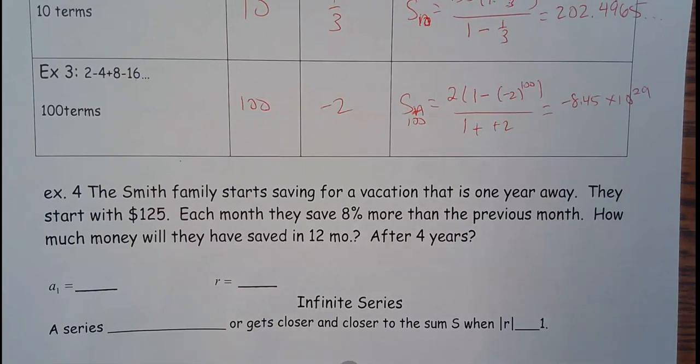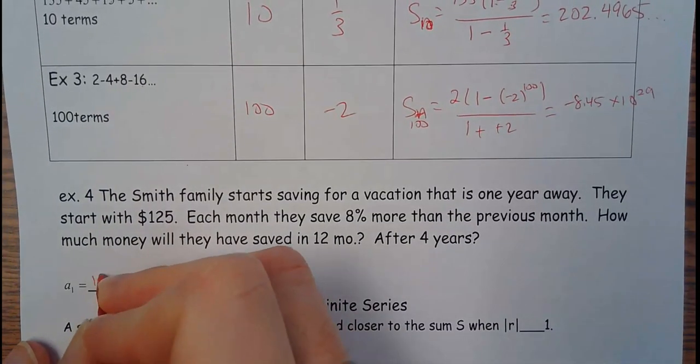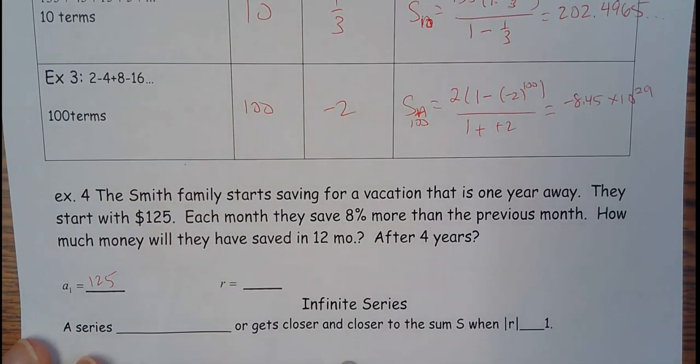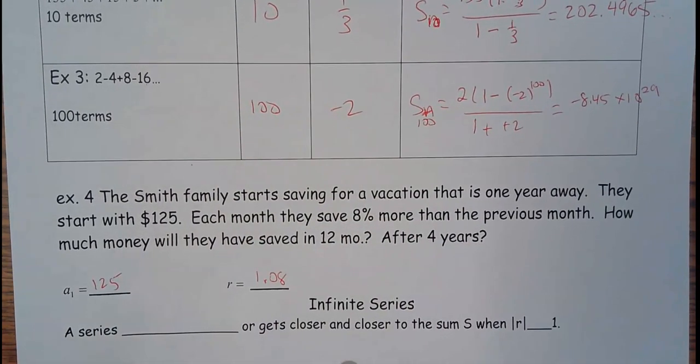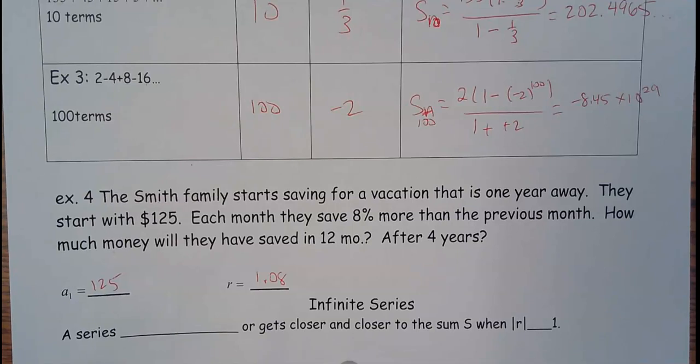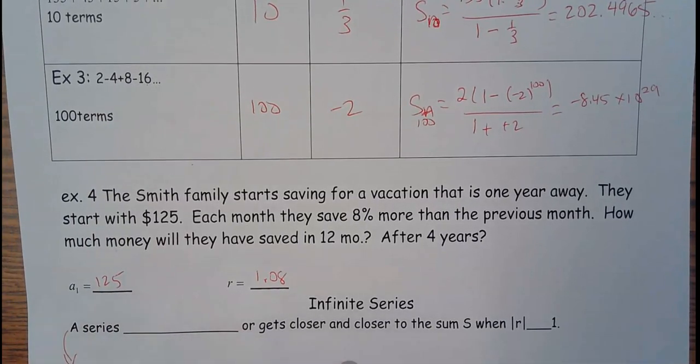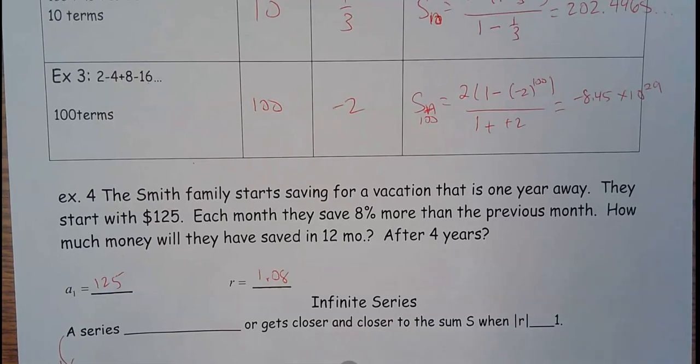How much money will they have saved in 12 months? Well, first up, the A sub 1 is 125. So the first month, 125. And if they're going to save 8% more, I don't want to put an 8% here, or 0.08, because 0.08 means they're losing. We're going to save that amount plus 8% more. So the growth rate here, or the common ratio, is 1.08. Okay. I'm sorry, this is supposed to be on the next page, but it got moved up here.